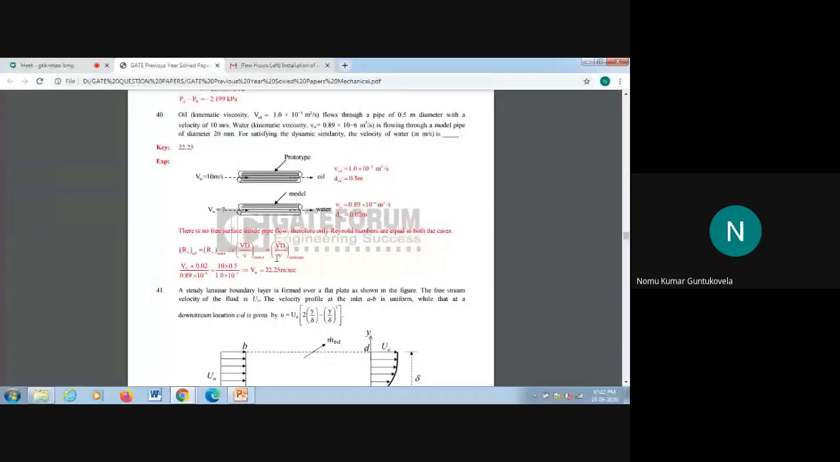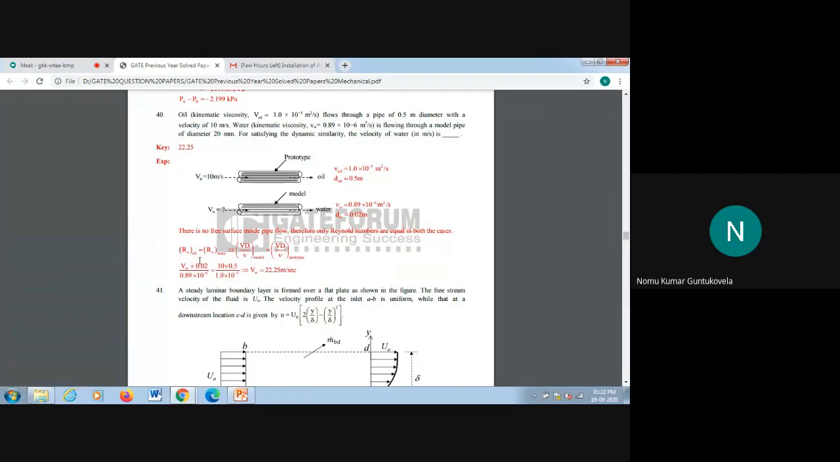Coming to the velocity, 10, and the diameter 0.5 meters, and here we have the kinematic viscosity 1 into 10 to the power of minus 5. Out of these six terms, we have only one unknown term, that is V. So right now we can find out VW.